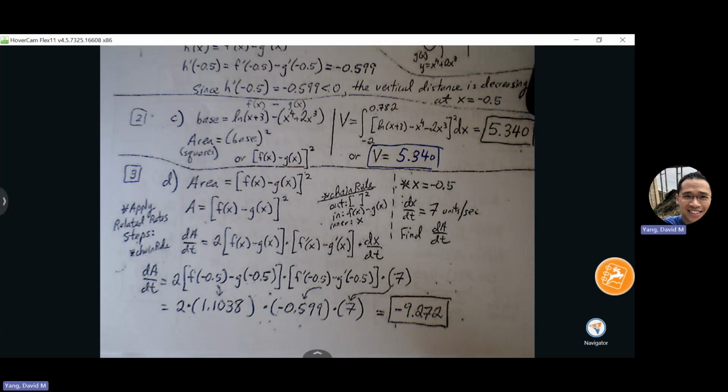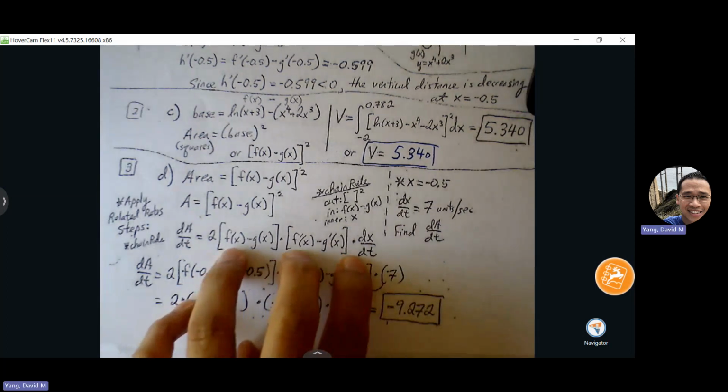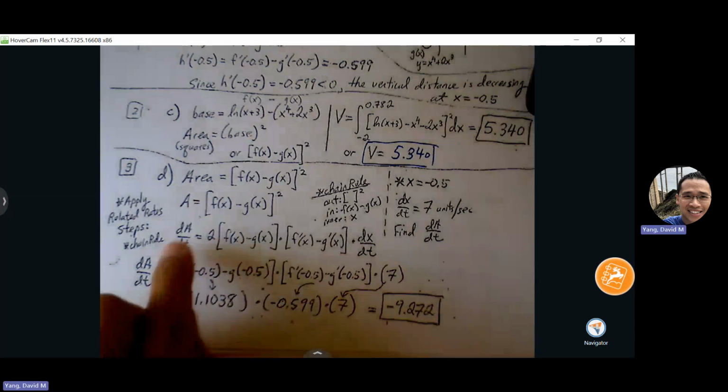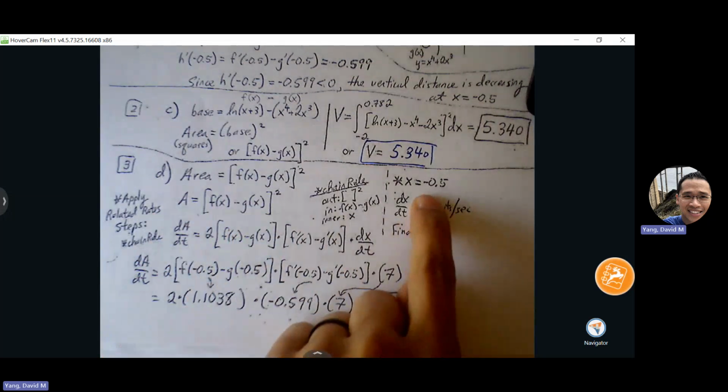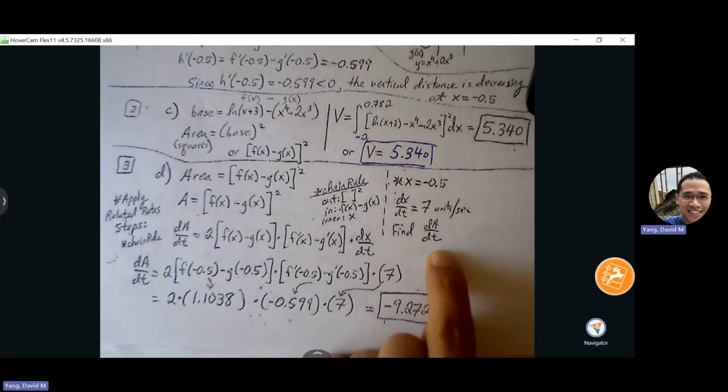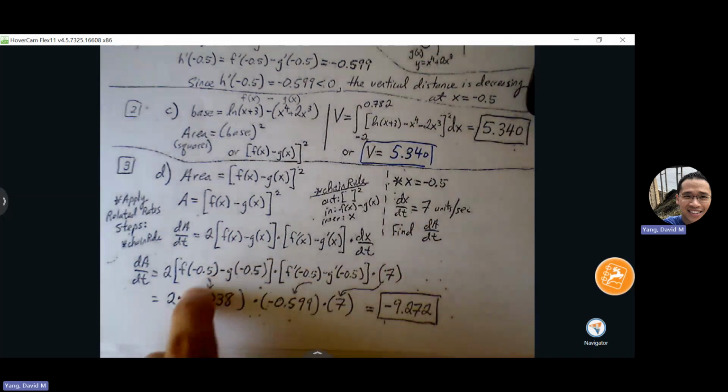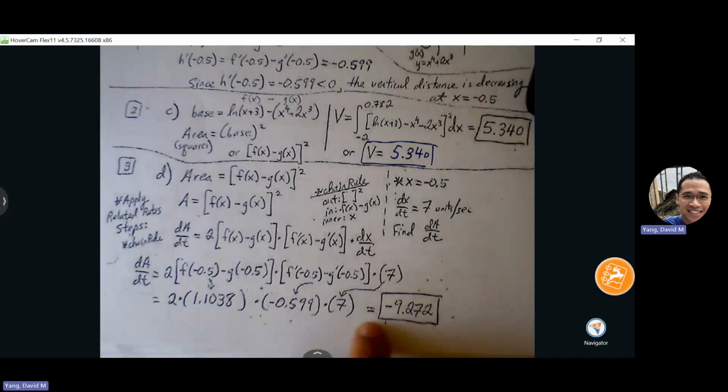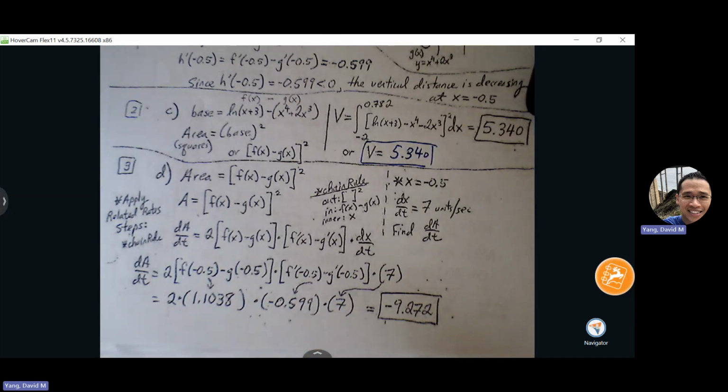That's tough. There's a lot going on to build that derivative. But that's the hardest part, getting to this derivative, and the rest is just plugging in, right? We know that we're going to replace every x with negative 0.5. We know dx/dt is 7, and then we should be able to make our way down to a numeric answer, which is dA/dt.